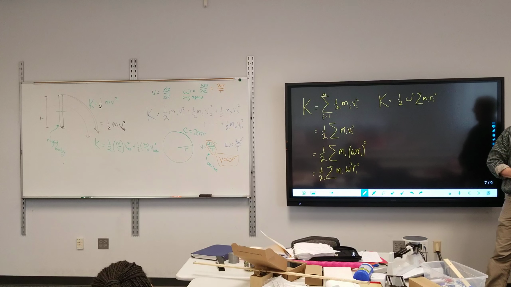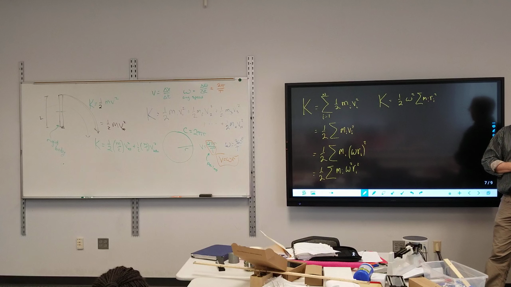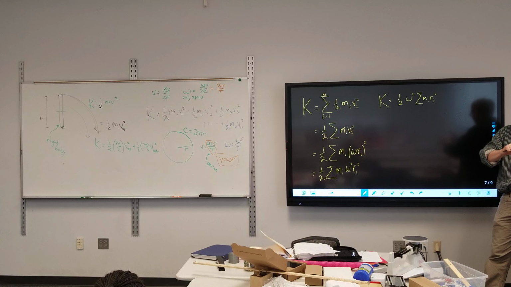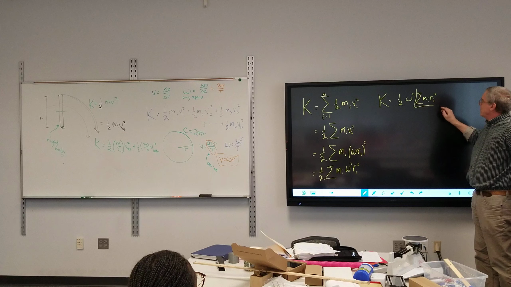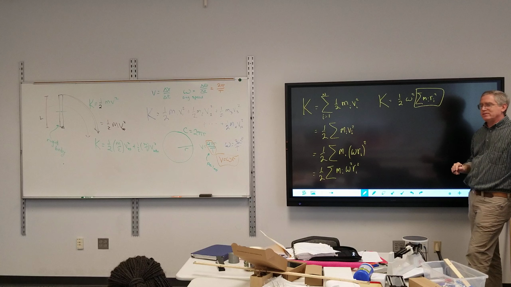I got one more step to go. This m_i r_i squared. Again, what the math people have done is they've taken an object and broken it up into a whole bunch of tiny little pieces mathematically, and they figured out the mass of each of those tiny little pieces times the distance squared, added them all up, and you end up with what is known as the moment of inertia, the rotational mass analog.